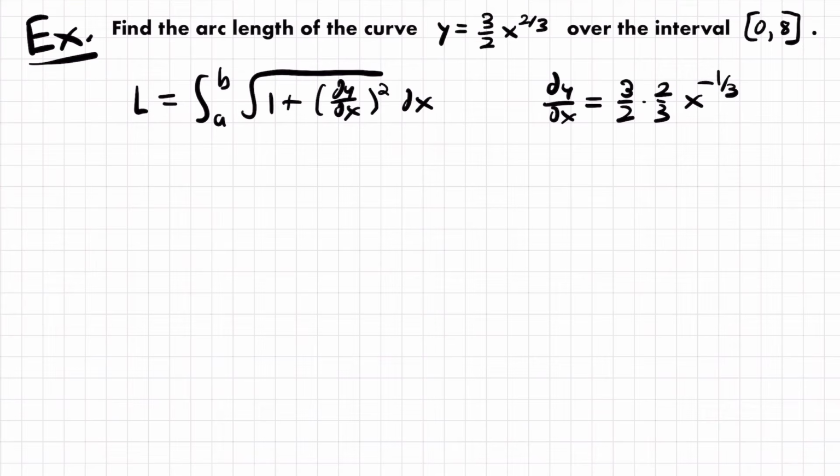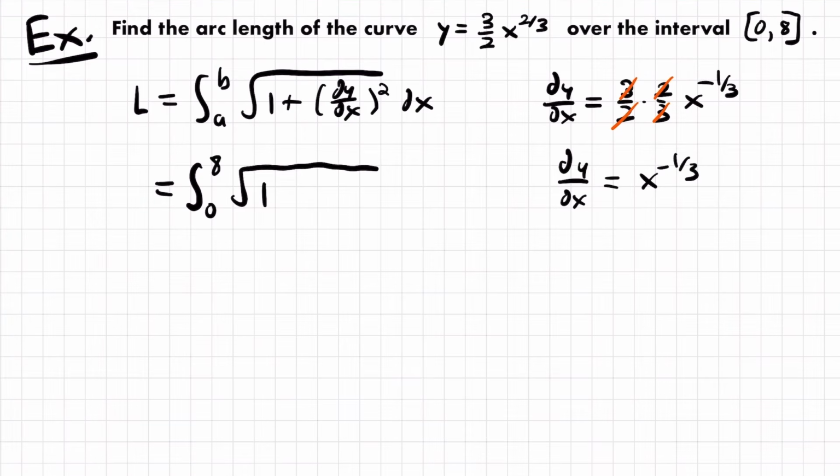All right, and so then if we simplify, 3/2 times 2/3 is just equal to 1, since these 3's will cancel out, and so will those 2's. And so all we're left with is that dy dx is equal to x to the negative 1/3 power. Okay, and so now that we have our derivative, we can plug that into our arc length formula and replace a and b with our bounds of integration, which will be 0 and 8. And so we'll have that the arc length is equal to the integral from 0 to 8 of the square root of 1 plus x to the negative 1/3 power squared times dx.